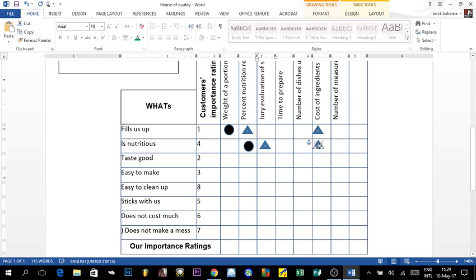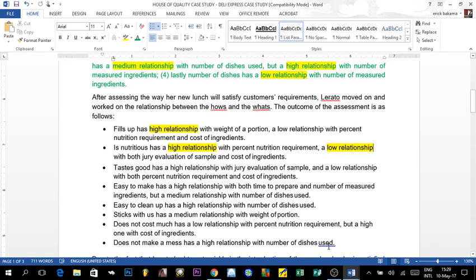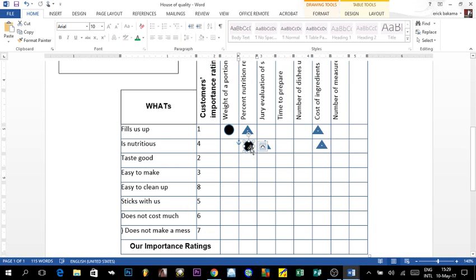Of course, somewhere here. So they say that it has a low relationship. And now we move to the other, which is taste good, as a high relationship with the jury of evaluation. The relationship is high with the jury. So taste good and the jury have high. The jury is somewhere here and the taste good is here. The relationship is high.